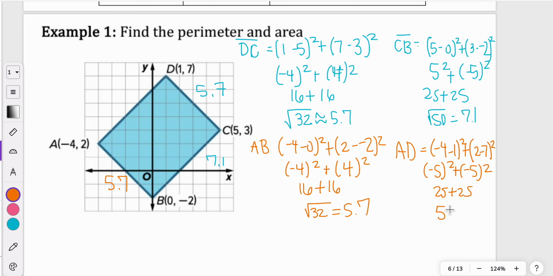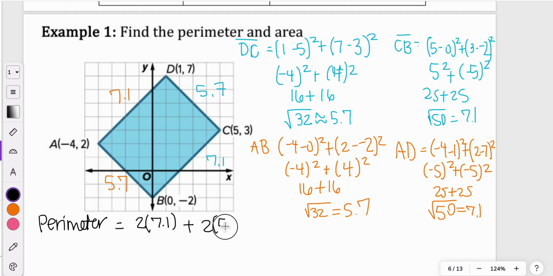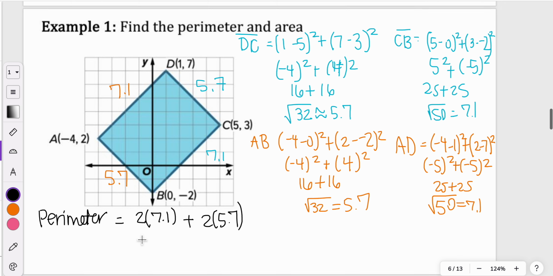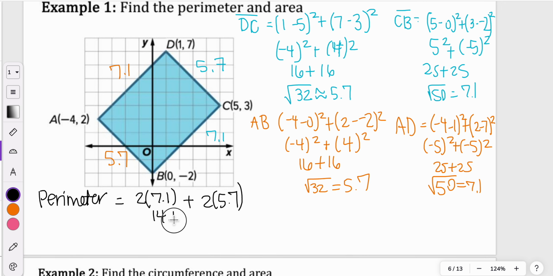So we're getting square root of 50, which is about 7.1. Okay, so to get my perimeter, I'm going to come down here and say perimeter. You can just add them all together, or what I did is I said 2 times 7.1 plus 2 times 5.7. And that's going to be 14.1 and 11.4, which is going to give me about 25.6 units.